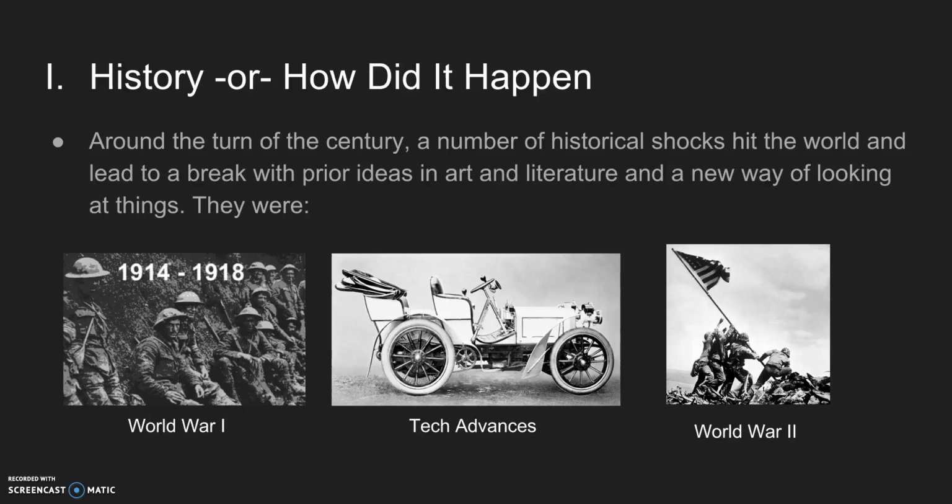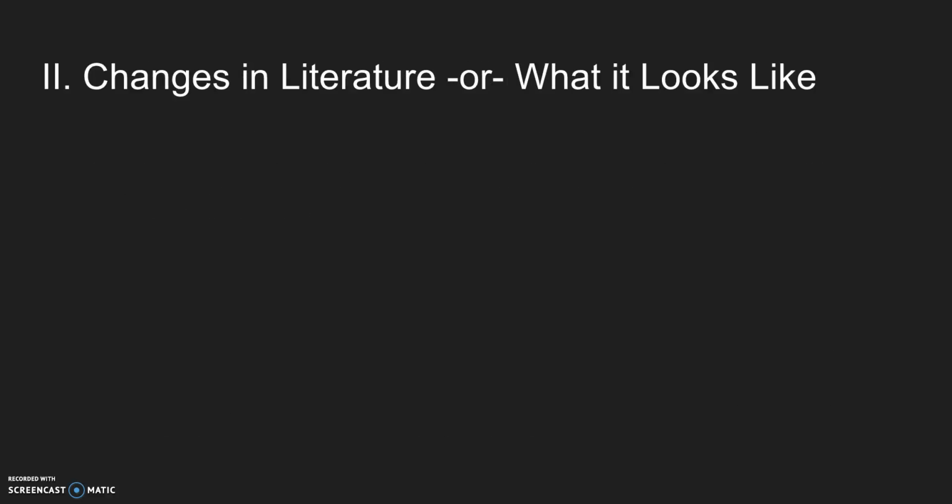And then the last thing is World War II. Not far after 1918, we have in the 1930s World War II. And so by the time we get here, this disillusionment from World War I is really solidified by World War II, and the atrocities and horrors that people see in the modern world have really pushed them to a place of despair and disbelief. So what does that look like in literature?